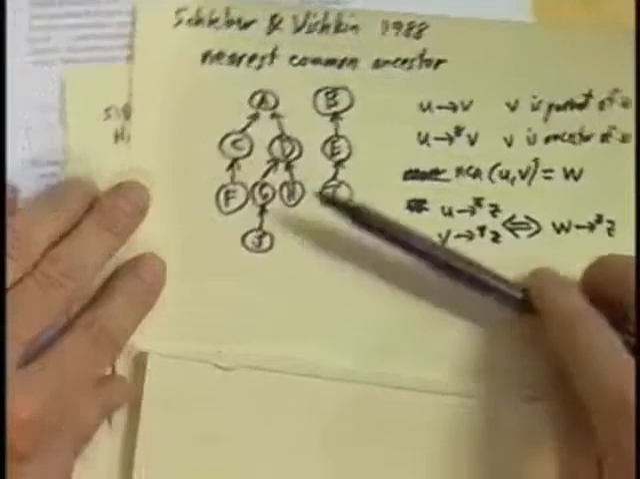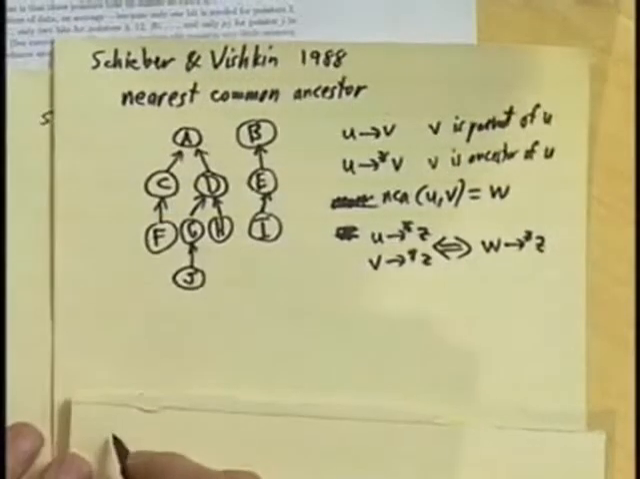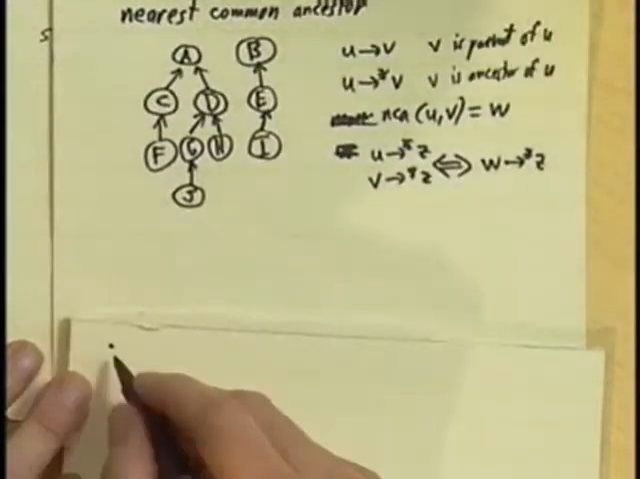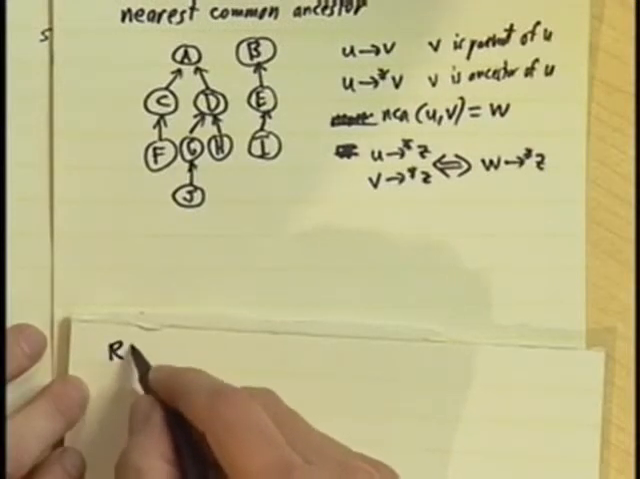What they have to do is pre-process every given structure. Oh wait, before I do that, let me give you more motivation. Why do we care about nearest common ancestor? There's another problem that is equivalent to the nearest common ancestor problem, and it's amazing that it's equivalent. It's called the range minimum query problem.